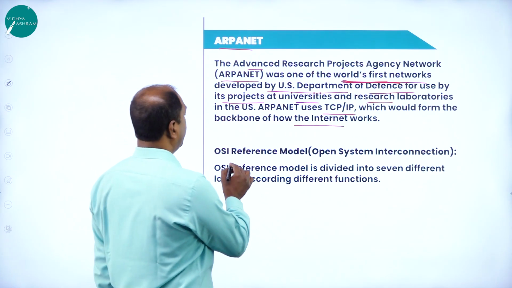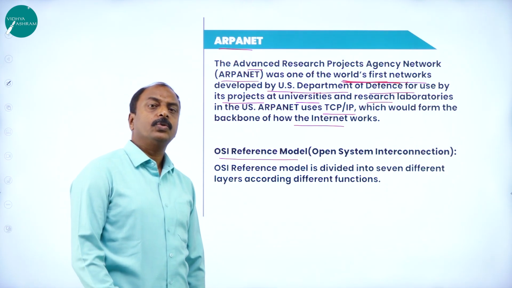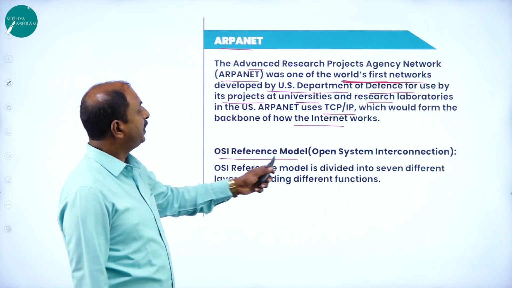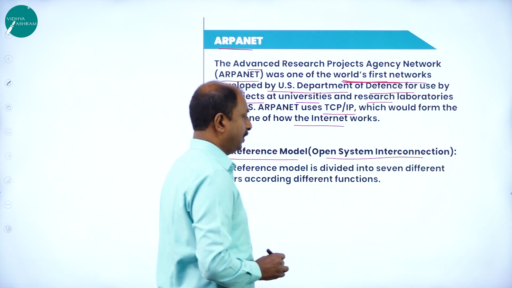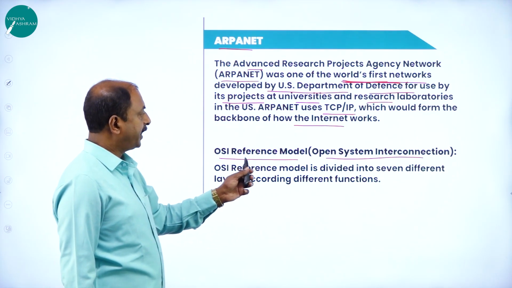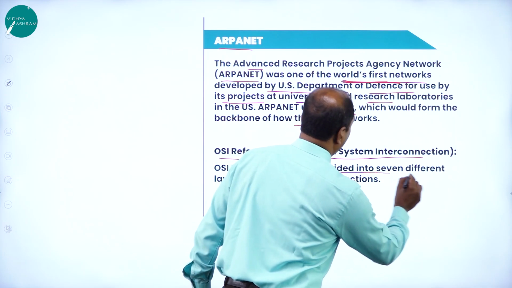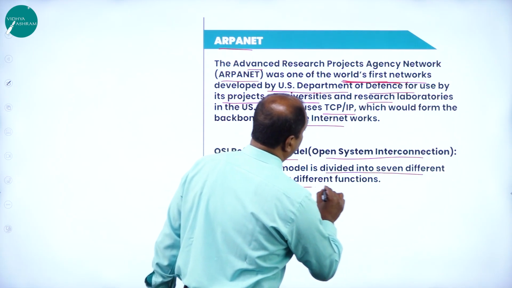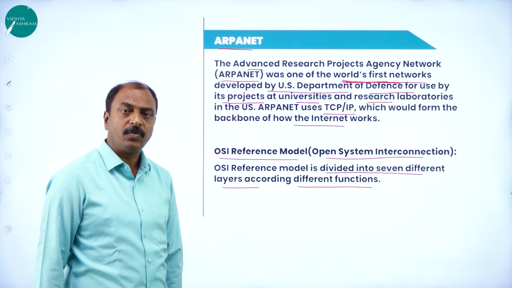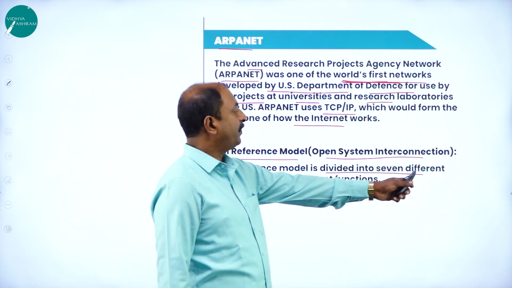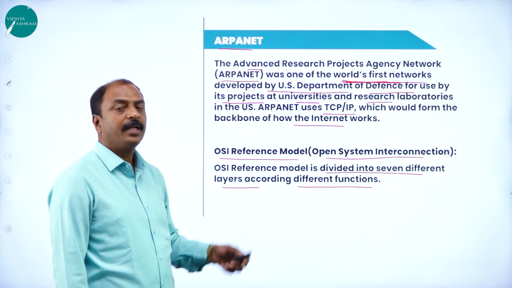Next definition is OSI reference model. See here, when you talk about computer networks, there are 2 to 3 models. One of them is OSI reference model. OSI stands for Open System Interconnection. So please remember this. OSI stands for Open System Interconnection. It is divided into 7 different layers according to different functions. So OSI reference model, which is the first or an old model of networking, has 7 layers for different functions. It is called a 7-layer model.